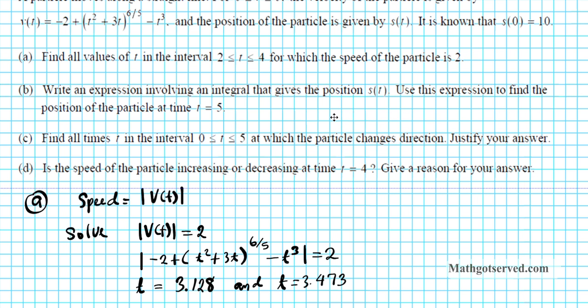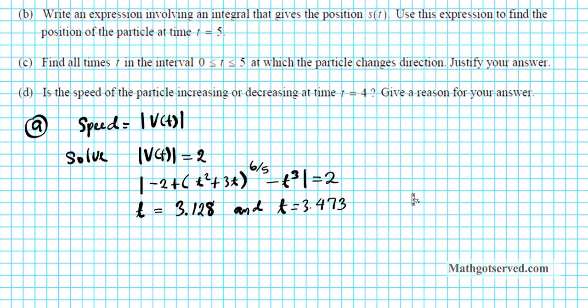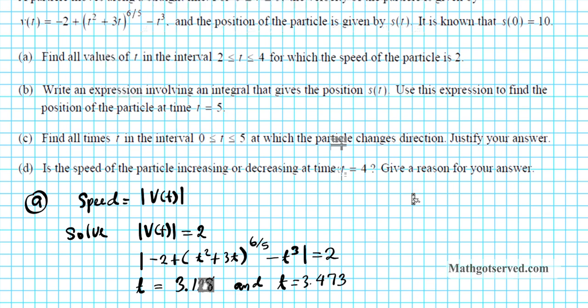It says write the expression involving an integral that gives position s of t. Use this expression to find the position of the particle at t equals 5. All right, so we're given the velocity function and we have to find the position. Okay, so for part B, you do not want to forget that we're given an initial condition that s of 0 is equal to 10.